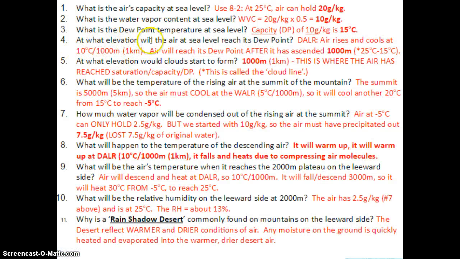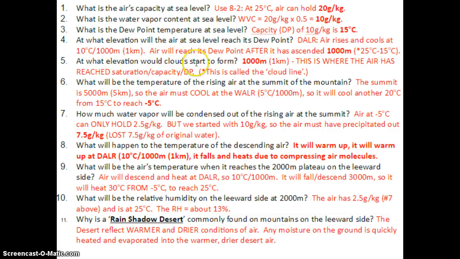Number 4, at what elevation does air at sea level reach its dew point? Well, it has to rise. As it rises, it's going to cool at the dry adiabatic lapse rate, which is 10 degrees Celsius per 1,000 meters, which is 1 kilometer. Air will reach its dew point after it has ascended 1,000 meters. In other words, it's going to go from 25 degrees C to 15 degrees C, so it travels 1,000 meters upward. So what elevation? 1,000 meters.